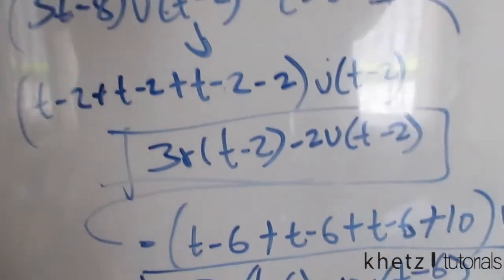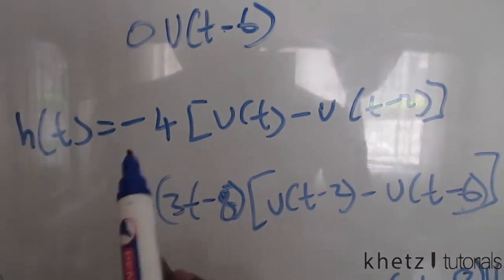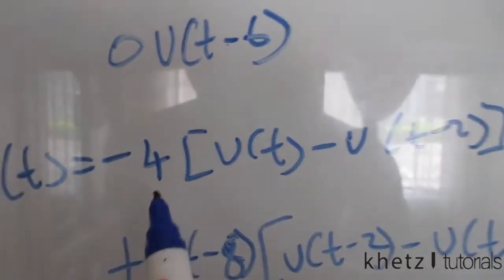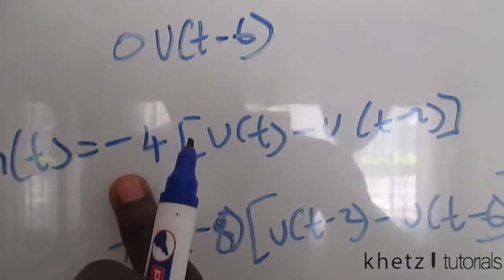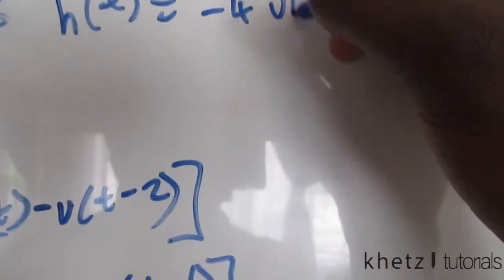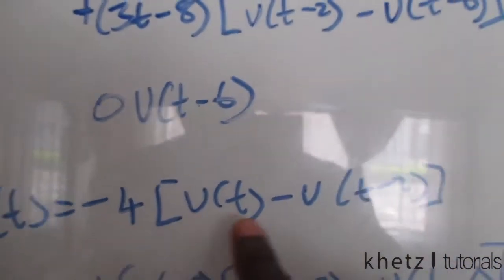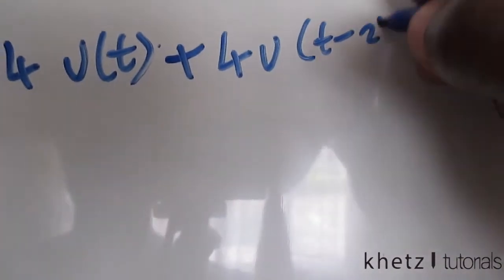So we're now going to proceed and combine everything that we have. So let's go back to the original, or the first expansion which we did. So now our final answer is going to look something like this. H of t is equal to, so multiplying this negative 4 with this unit step. So negative 4 u of t. Then we're also going to multiply this negative 4 by that. So it's going to be plus 4 u of t minus 2.